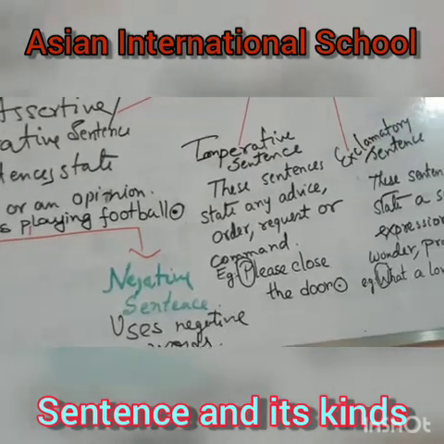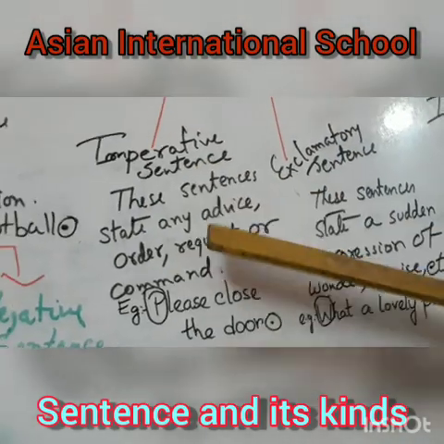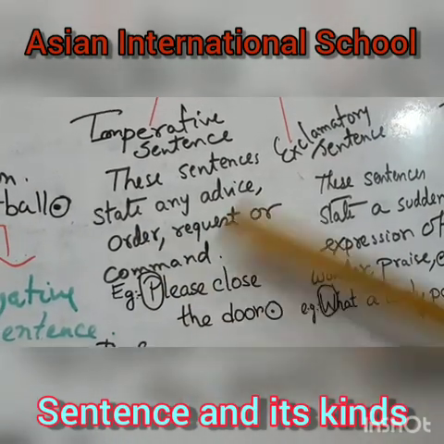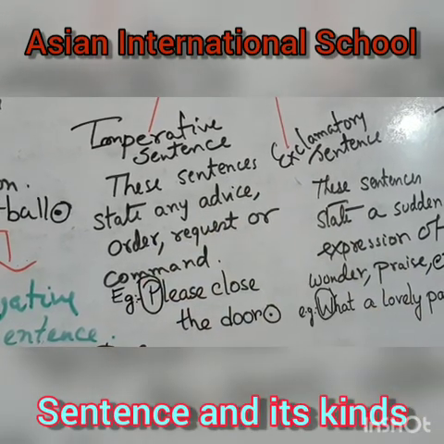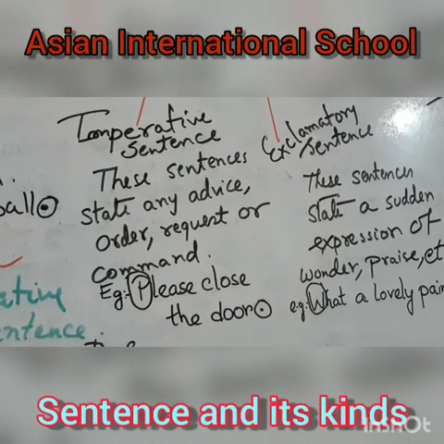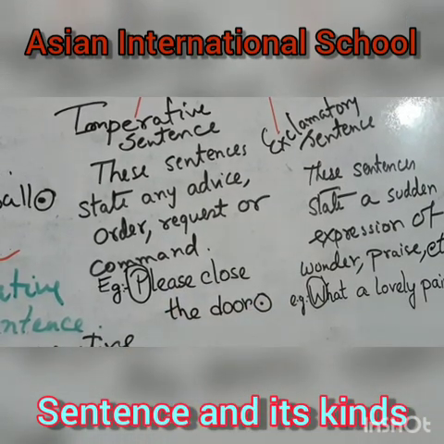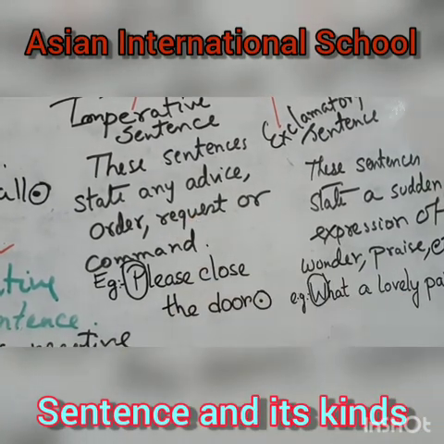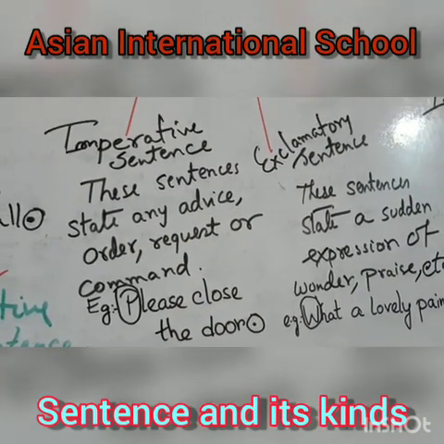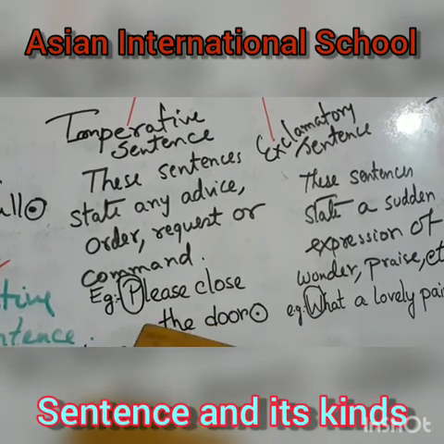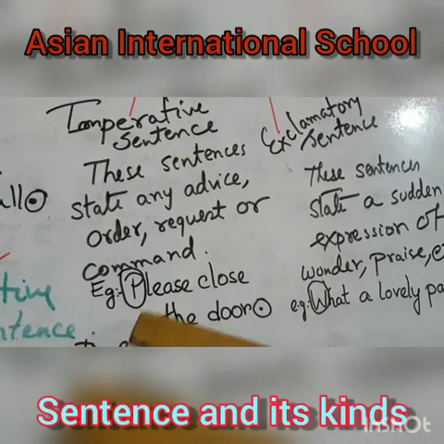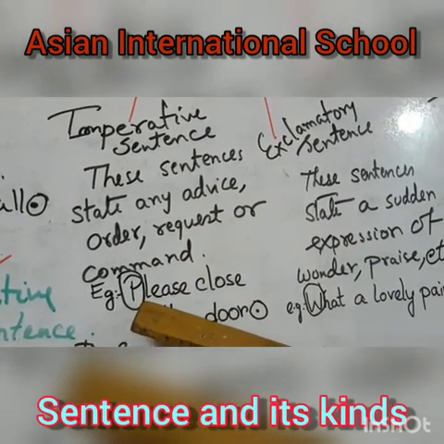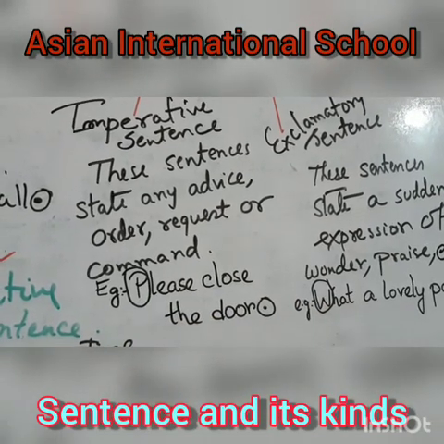Next we head onwards to imperative sentence. What is an imperative sentence? The sentences which state any advice given by any person, any order, request or command. These advice, order, request or commands can be and are given by a subject. Like, please close the door. So a subject is trying to make a request. That subject is a person who is making a request. Please close the door. Again, see, the P is in capital letter. So it starts in an imperative sentence. The first word starts with P, that is in capital, and ends with a full stop.